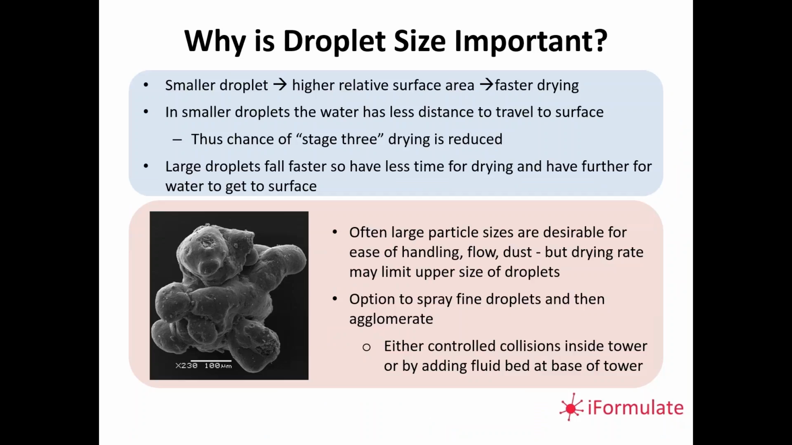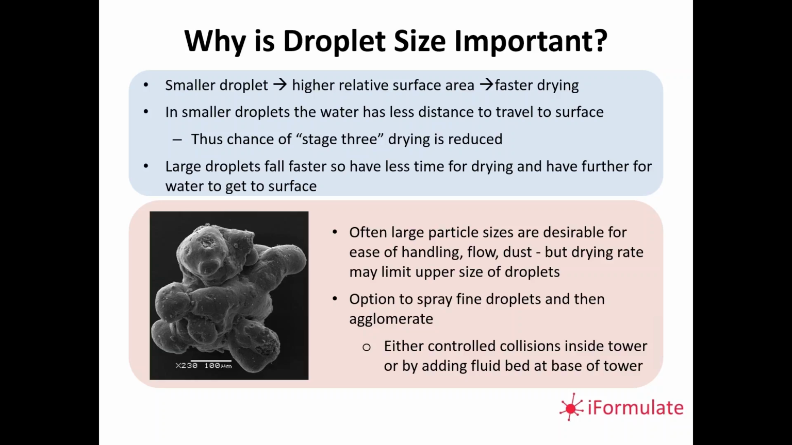Why is droplet size so important? Well, as mentioned, large droplet sizes can give rise to very large water gradients, depending on formulation. Another important factor, though, is that they also take longer to dry, and they fall much faster due to gravity. So their residence time in the tower tends to be much lower. So you have a greater need to dry and less time to dry. So there's a natural limit to the droplet size that you can use in a spray drying tower.